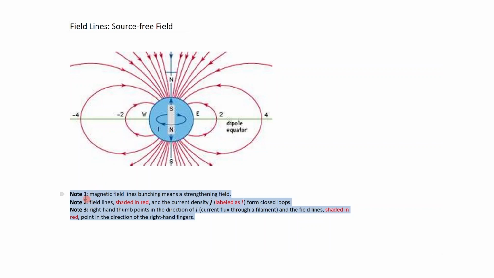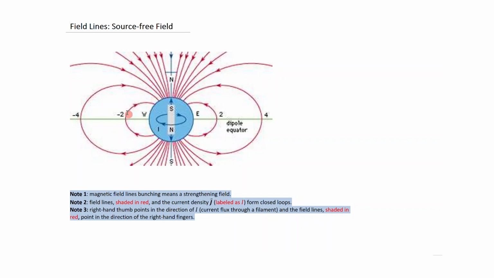So first thing to assume here is that the magnetic field lines bunching means a strengthening field. So you'll notice the red lines are the field lines. So they're getting stronger as you get closer to the globe. Secondly, the field lines, which are shaded red, and the current density J, labeled as I, which is this one here, form closed loops. So see this current, this forms a closed loop, and the field lines, these of course will go into the system and come out the other side as well.